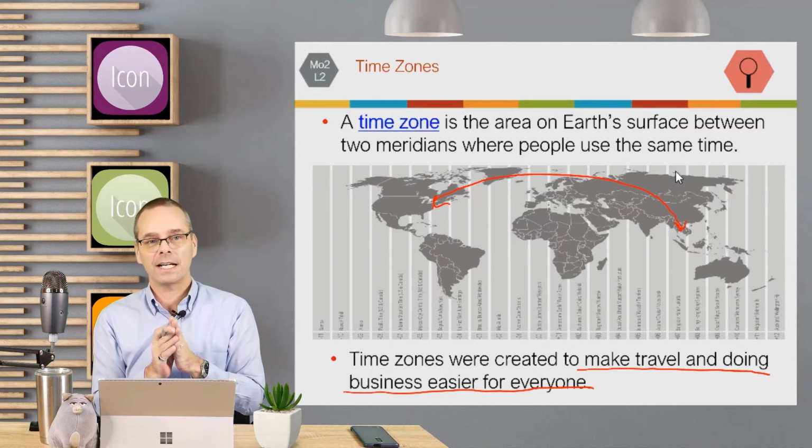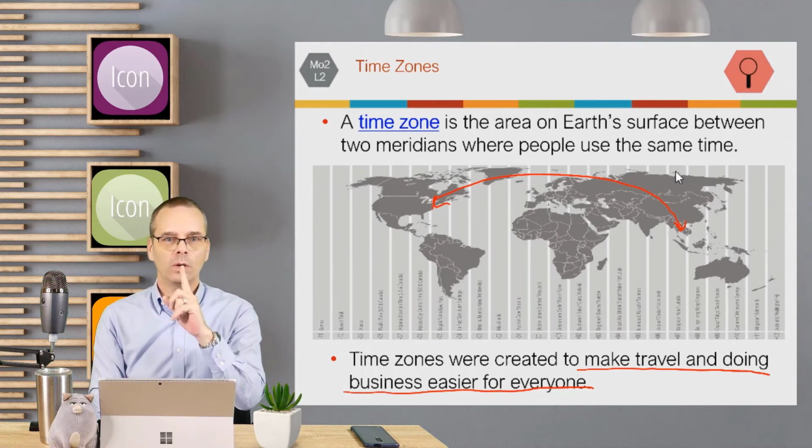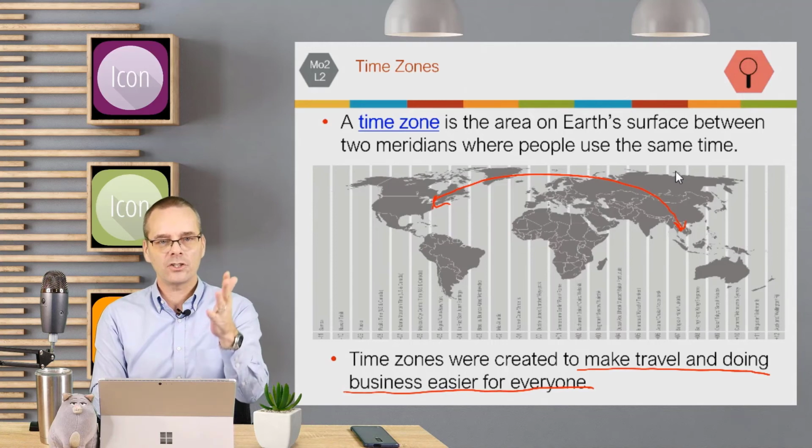So by having these time zones, we can quickly find out, oh, what time is it in New York? And then you think, oh, I shouldn't call my friend right now. I should wait until he wakes up.